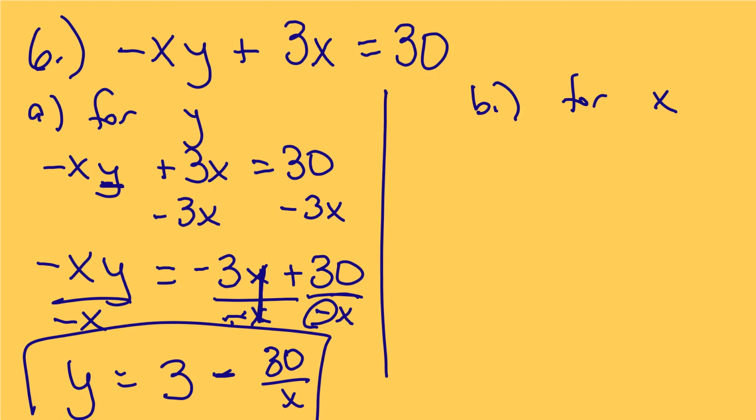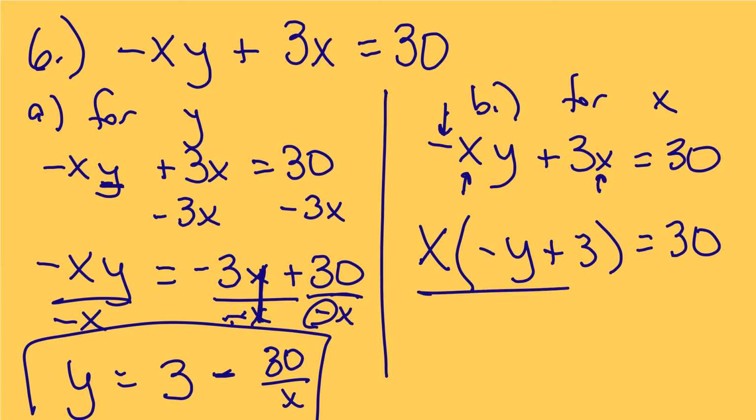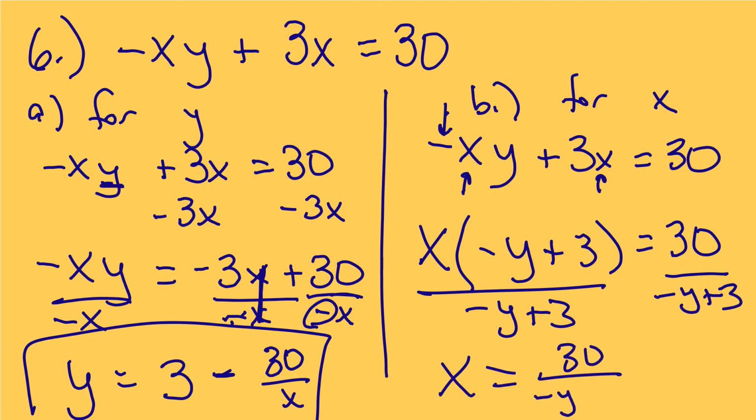Now when I solve for x, I get minus xy plus 3x equals 30. So what do I see in common? I see x's, and that's what's important. So these were in common. Those were the guys who delivered pizza, so I'm going to take the x out. Notice I didn't take this negative sign out. That negative sign stayed. So I have negative y plus 3 equals 30. Now I divide everything by the opposite of y plus 3. I end up with x equals 30 over the opposite of y plus 3.